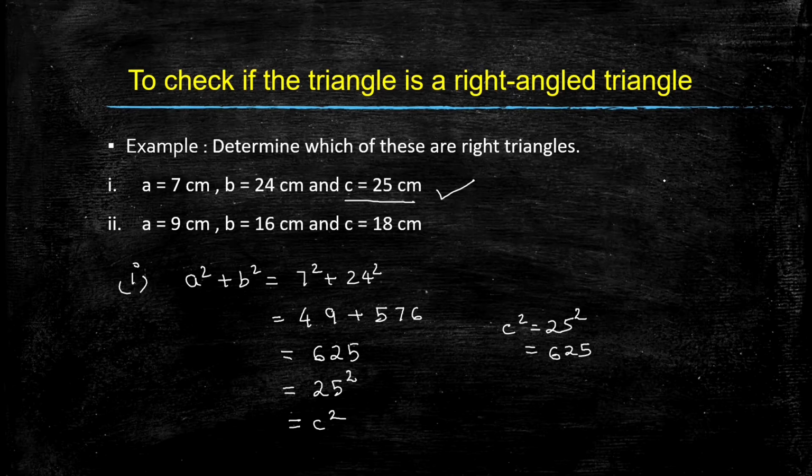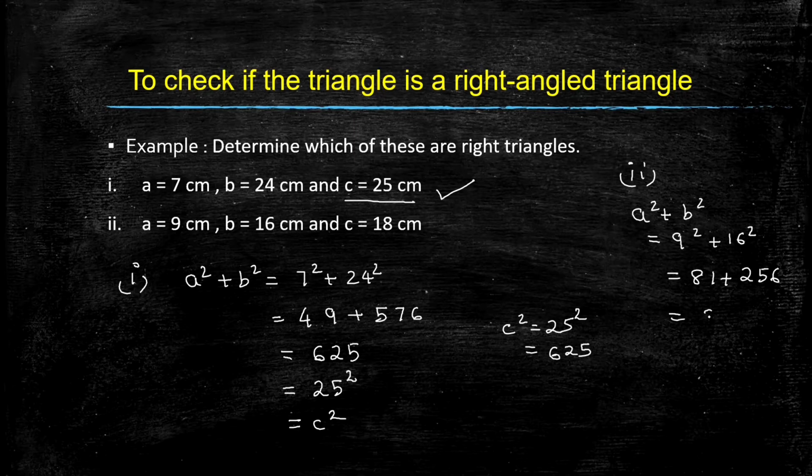Now let's take the second scenario. Okay, let's try this one out. So we will see that A square plus B square is equal to 9 square plus 16 square, which is nothing but 81 plus 256.